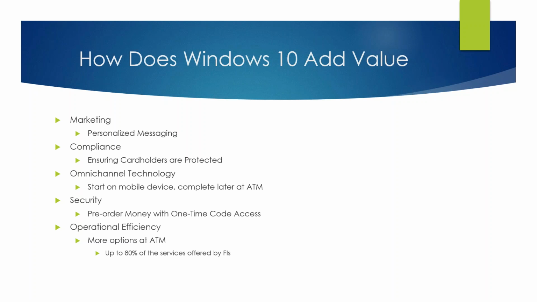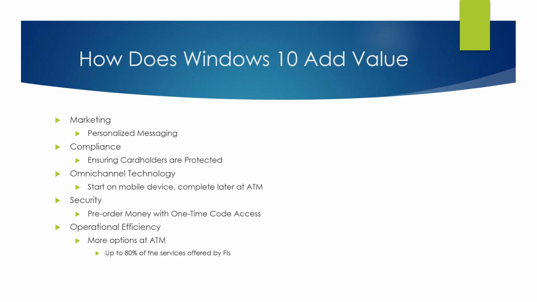The other thing that's very important to financials right now is omni-channel technology, something that is started on a mobile device being completed later at an ATM. And right now, the primary way it's being done is setting up an ATM withdrawal. So right when you pull up to the ATM, all you do is enter a code or present your phone to an NFC device. So it's pretty slick, very fast. And that's a security benefit for it.